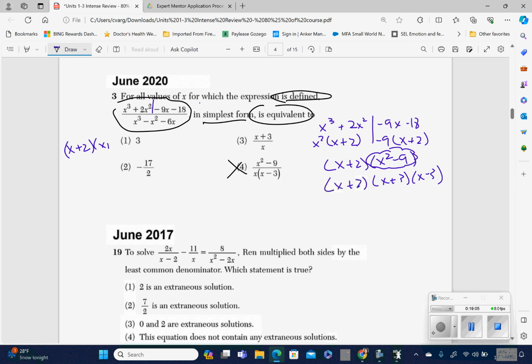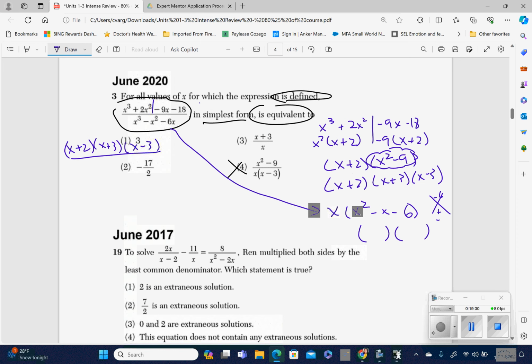I'm going to factor the bottom, okay? So I see that x goes into all of them right off the bat. So I'm left with x squared minus x minus 6. So I'm looking for two numbers that multiply to give me negative 6 and add to give me negative 1. So what are those numbers? 3 and 2. Okay, so 3 and 2 do work.